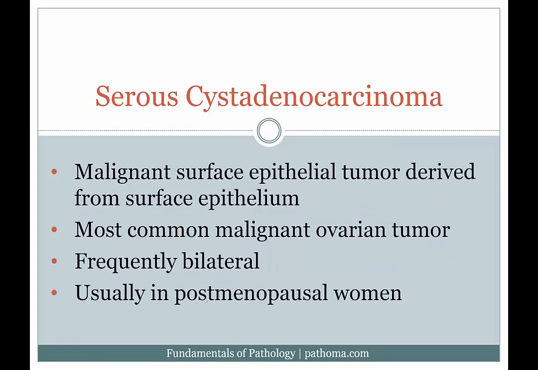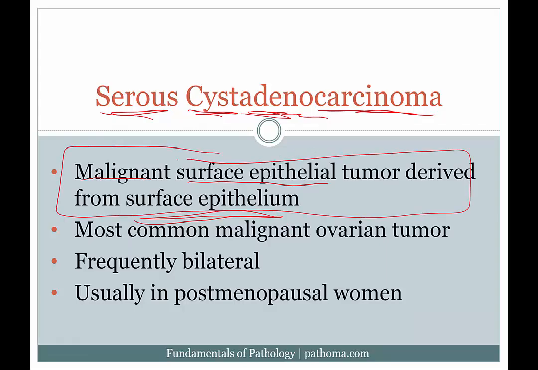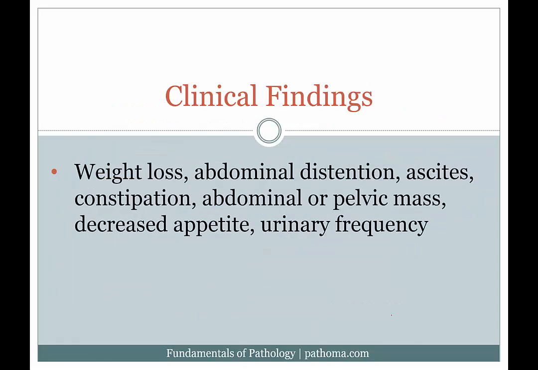Let's begin with serous cystadenocarcinoma. So serous, fluid, cyst because it's cystic, adenocarcinoma, adeno being glandular, carcinoma being malignant. So like I said, a malignant surface epithelial tumor derived from the surface epithelium. My good friend Rob Klein likes to believe that these tumors arise from fallopian tubes, and he's actually probably right, but for the purpose of board exams, you should definitely just know that it's from the surface epithelium. So cystadenocarcinoma is the most common malignant ovarian tumor, frequently bilateral and usually seen in postmenopausal women.